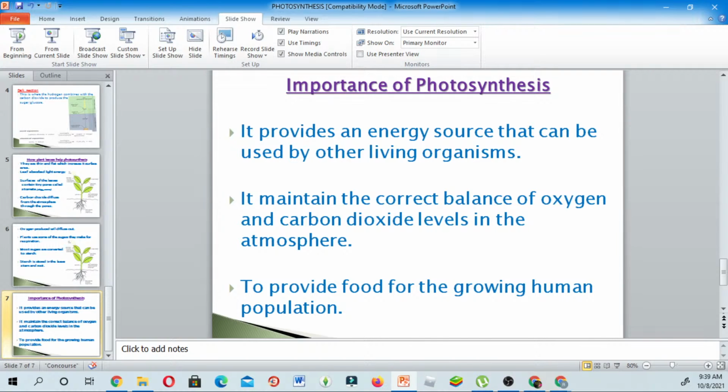And it provides food for the growing human population. Because plants make their own food, we can actually get the food so that we can get energy, and we can get food components or material to ensure that our body parts are being developed accordingly. So that's the importance of photosynthesis.